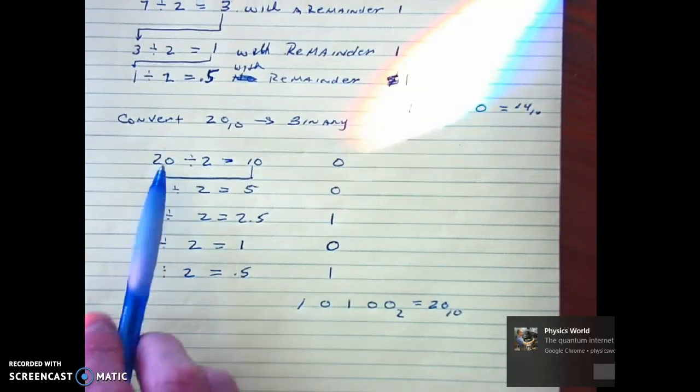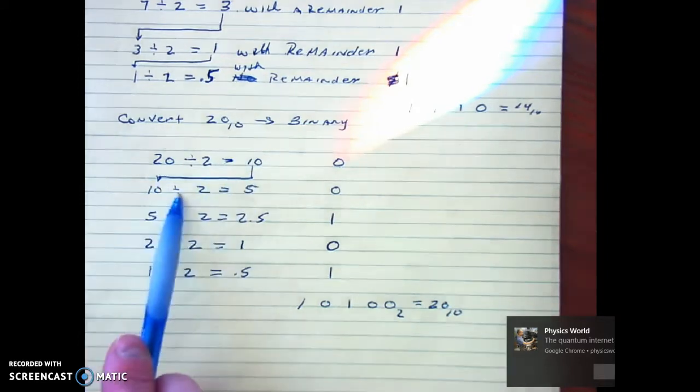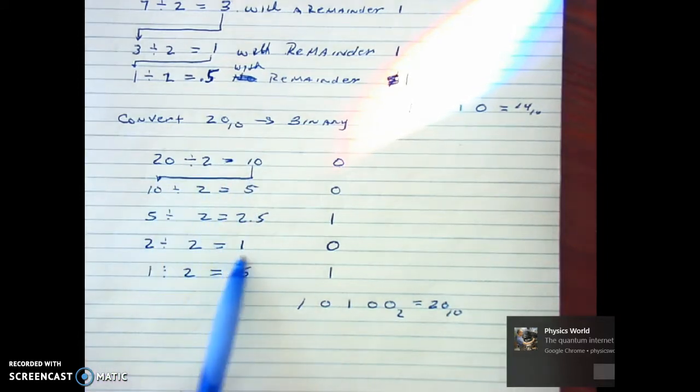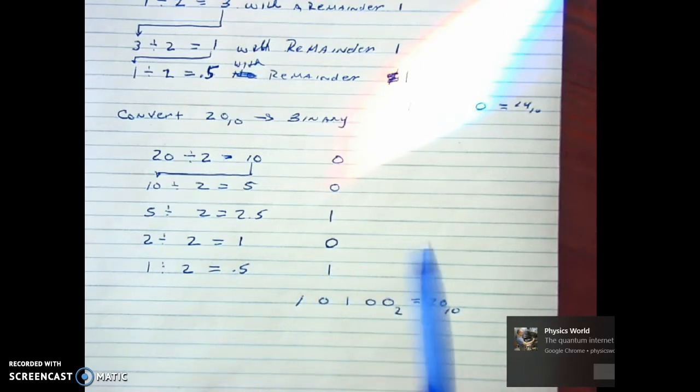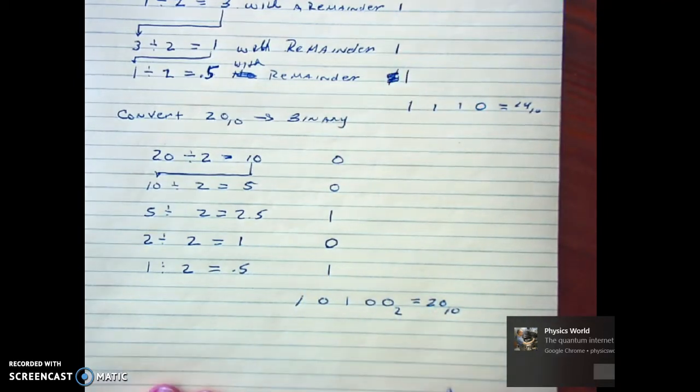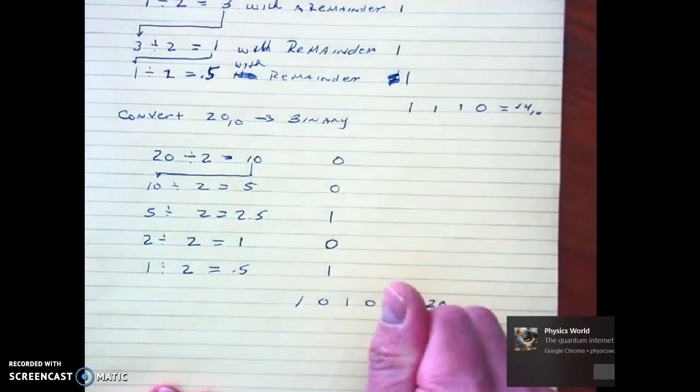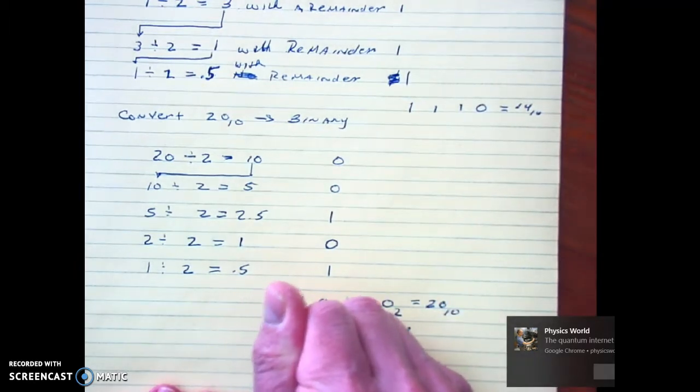Okay. So again, 20 divided by 2 is 10. Bring the 10 down. Just keep going down all the way through this. If you hit a decimal at the end, you're done. So which is our most significant and which is our least significant bit? So LSB, MSB.